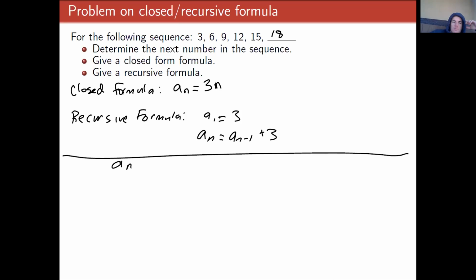If we know that a sub n is equal to 3n, the trick is that we can plug in for n minus 1. If we know the nth term, we can find the n minus 1th term just by plugging into this formula. So a sub n minus 1 is just 3 times n minus 1, which is equal to 3n minus 3. And we know something about 3n: by the closed formula, 3n is equal to a sub n. So we can make a substitution here.